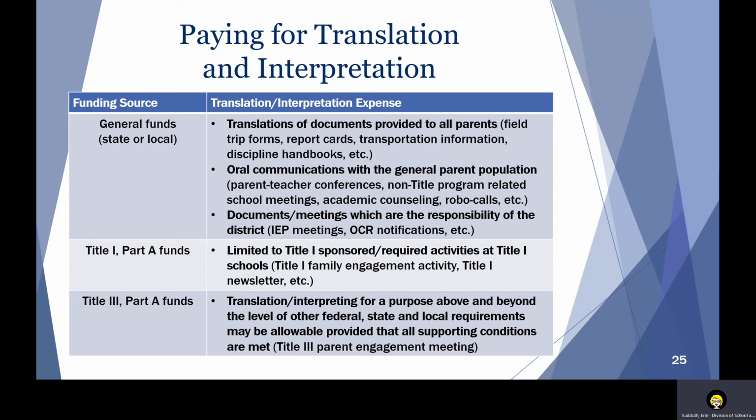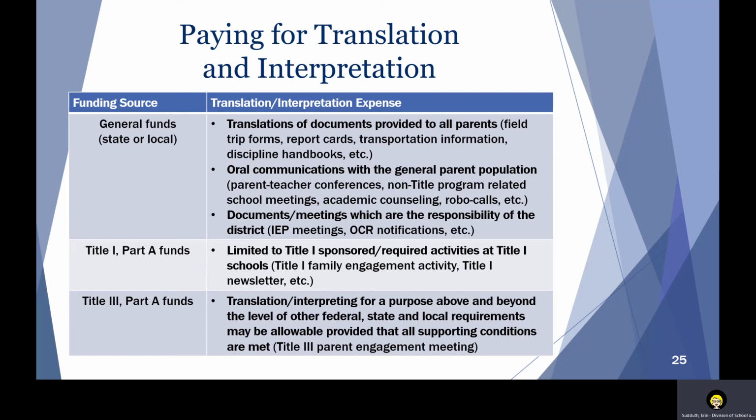General funds, meaning state or local funds, must be used for the following. And this is not an all-inclusive list, just a few examples. Translations of documents provided to all parents, such as field trip forms, report cards, transportation information, discipline handbooks, etc. Oral communications with the general parent population, parent-teacher conferences, non-Title program-related school meetings, academic counseling, robocalls, etc. And documents or meetings which are the responsibility of the district, including IEP meetings, OCR notifications, etc.